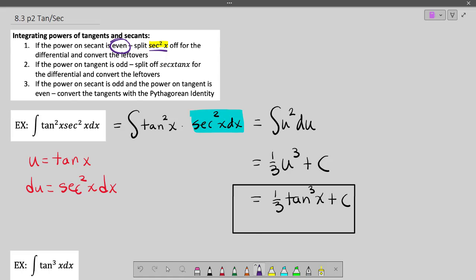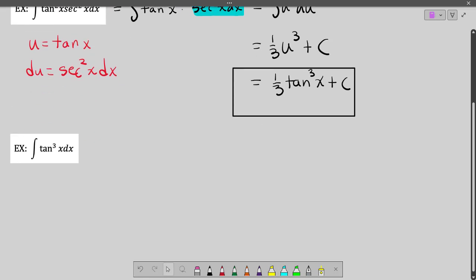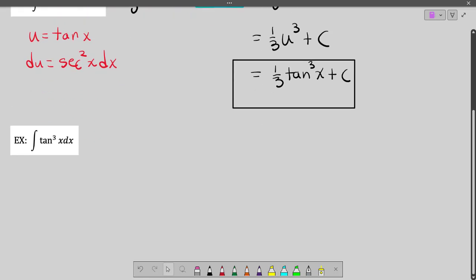Okay. Next one. If tangent is to an odd power, we're going to split off a secant tangent. What function has secant tangent as its derivative? Secant. So if we pull off secant tangent, we want everything over here to be secant, so we can let u be secant, and then its derivative will be the secant tangent. So, if tangent is to an odd power, pull off a secant tangent.